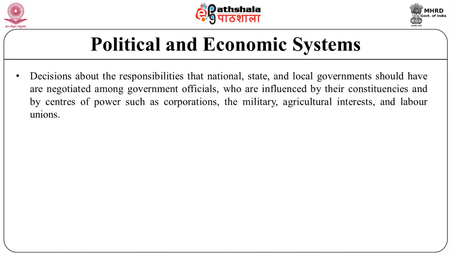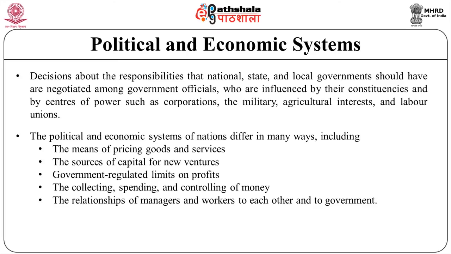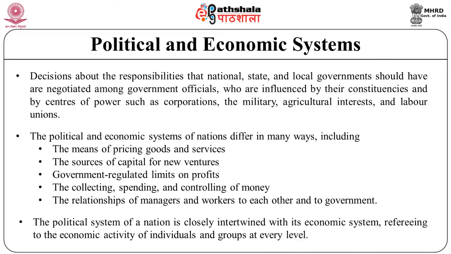Decisions about the responsibilities that national, state and local governments should have are negotiated among government officials who are influenced by their constituencies and by centers of power such as corporations, the military, agricultural interests and labor unions. The political and economic systems of nations differ in many ways, including the means of pricing goods and services, the sources of capital for new ventures, government regulation limits on profits, the collecting, spending and controlling of money, and the relationship of managers and workers to each other and to the government. The political system of a nation is closely intertwined with its economic system, referring to the economic activity of individuals and groups at every level.